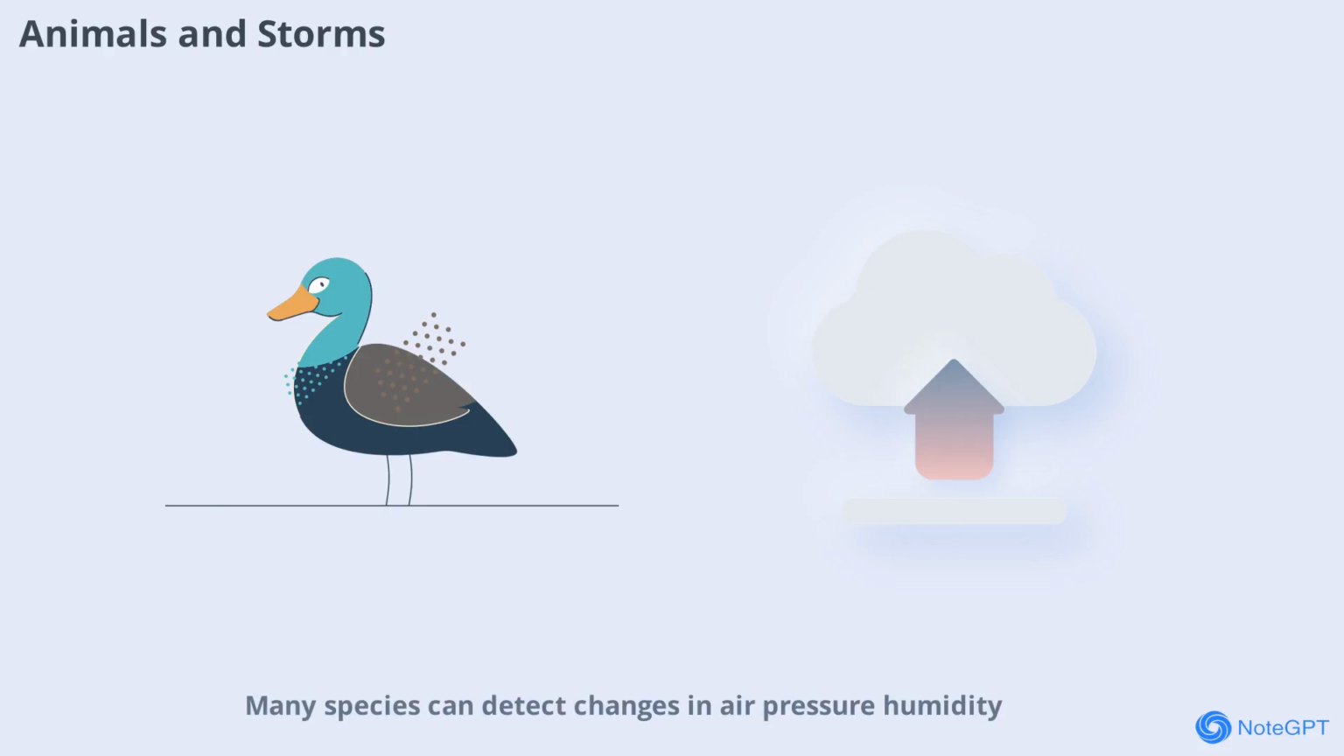Animals often sense thunderstorms before humans do. Many species can detect changes in air pressure, humidity, and even the electrical field generated by approaching storms. Birds may seek shelter, while dogs and cats can become anxious. Understanding how animals respond to storms can provide early warning signs and help us appreciate the deep connections between living creatures and the natural world.